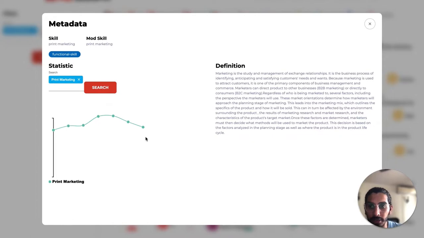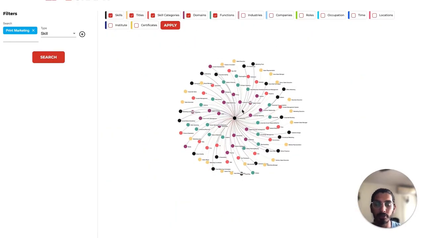When you click on that, you can see the definition of print marketing. You can see the trend with respect to print marketing from the jobs perspective, and you can see this is a functional skill. So that's about our knowledge graph and the kind of knowledge which it brings to the table.